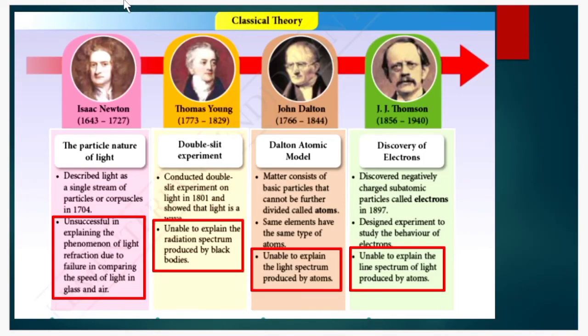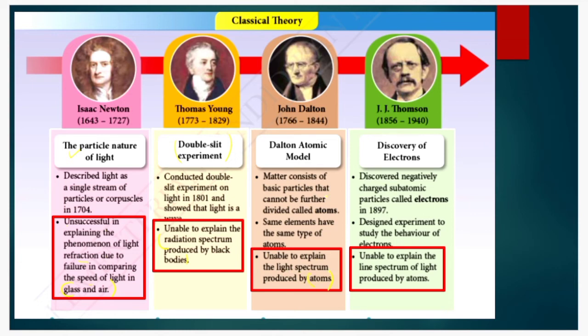Let's look at classical theory that was studied by Isaac Newton, Thomas Young, John Dalton, and J.J. Thomson. For Isaac Newton, the study about the particle nature of light was unsuccessful in explaining the phenomenon of light refraction due to failure in comparing the speed of light in glass and air. Thomas Young carried out the double-slit experiment, also unable to explain the radiation spectrum produced by black bodies.